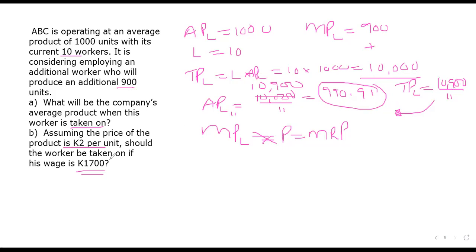Now, he's asking to be paid 1,700. Is he worth being paid? So we now have to calculate how much he is bringing. 900. How much is the market price? 2 kwacha. How much is the value of what he's bringing? 1,800. And how much is he asking to be paid? Only 1,700. Should we employ him? Yes, because he's bringing more than the wage. So he's employable. Is that clear?